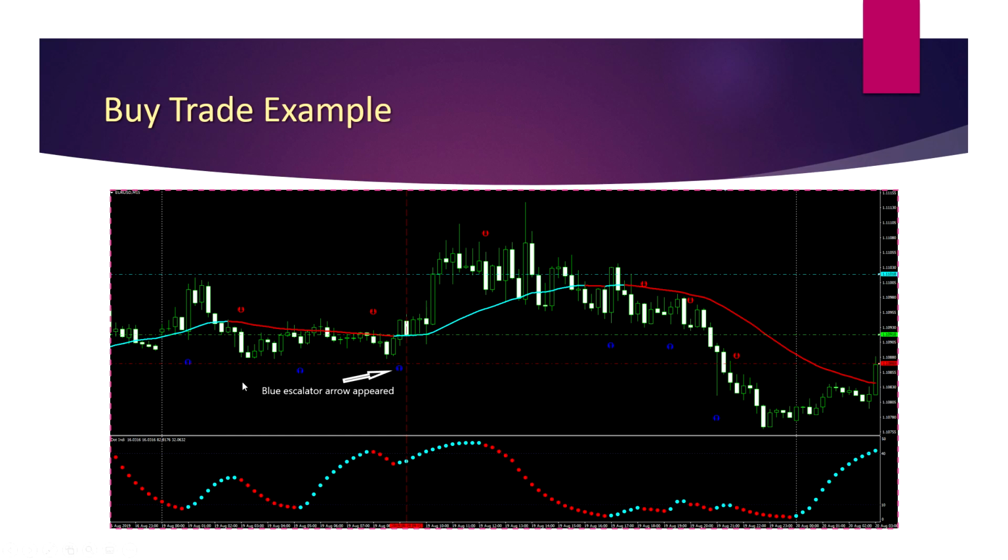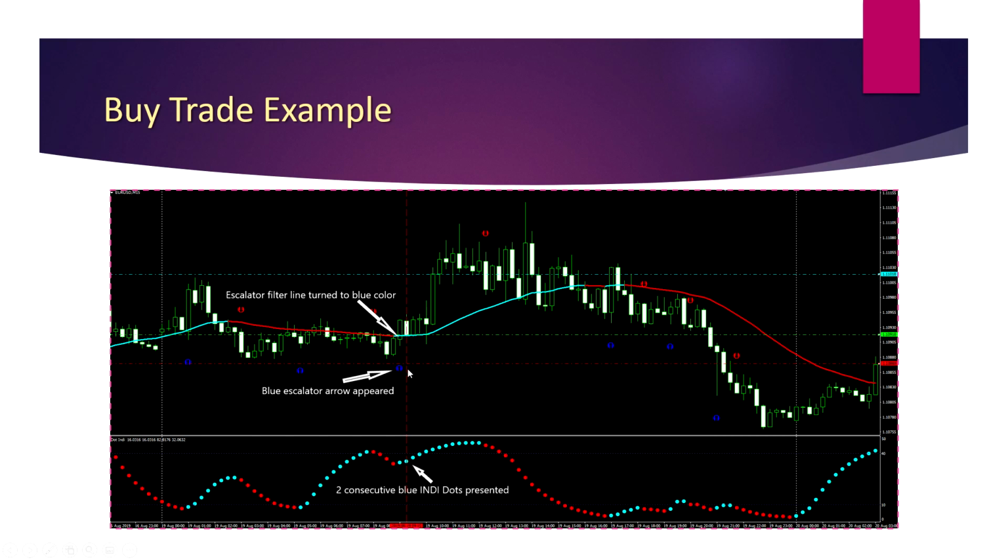Okay, now let's look at the buy trade example. First thing that we want to see would be a blue arrow. That will tell us, okay, maybe there is a time to enter a trade. After that, we are looking to get that escalator filter to show a blue color. We have it already at the time of the arrow, so that part is great.